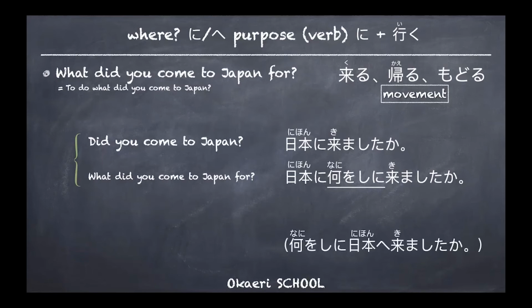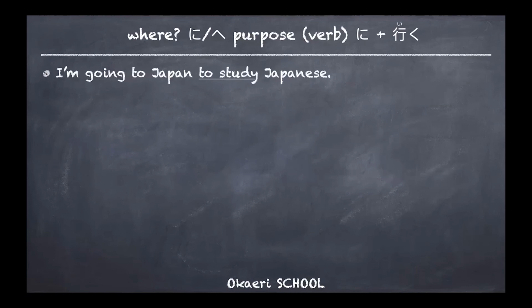日本に何をしに来ましたか? Or again, placing words, that's not the big problem. So you can also say 何をしに日本へ来ましたか? 日本へ何をしに来ましたか? Something like that. Right. When you answer, when you react.